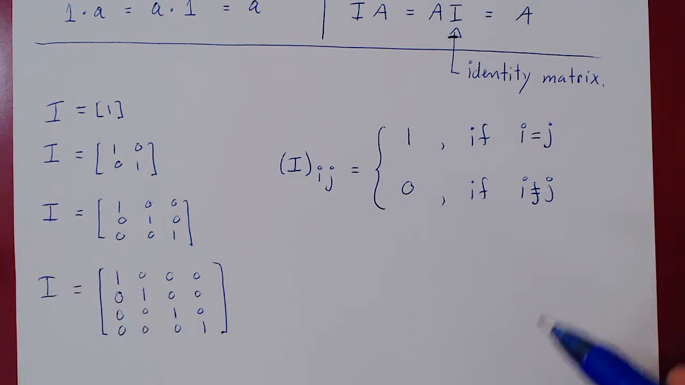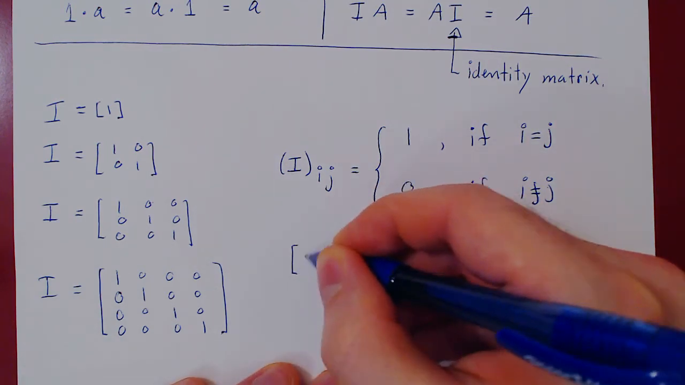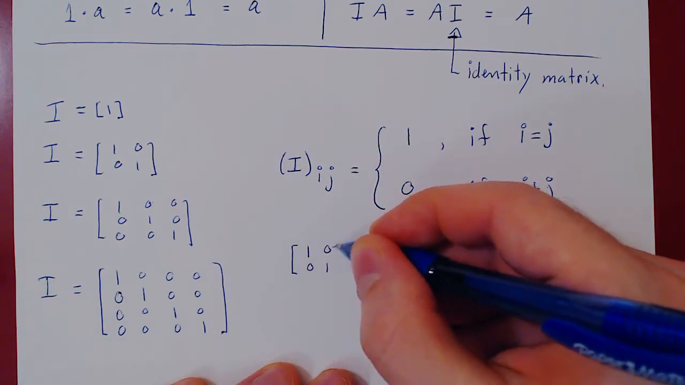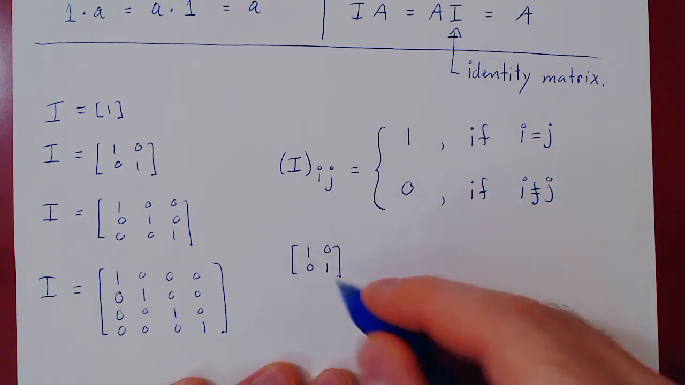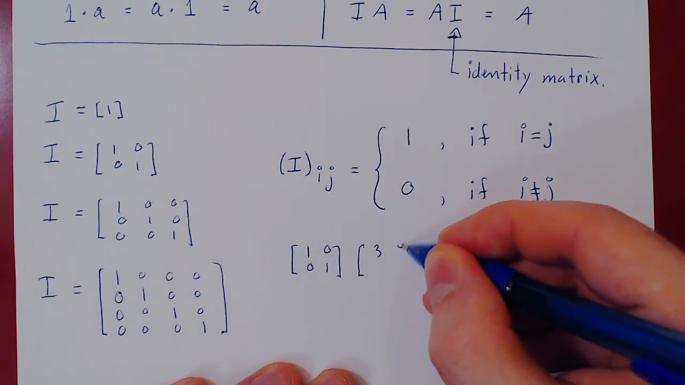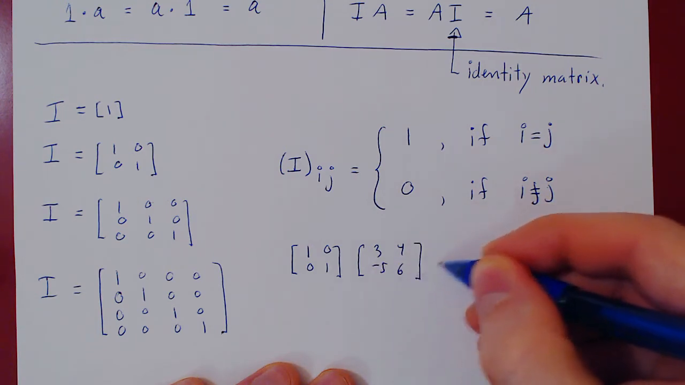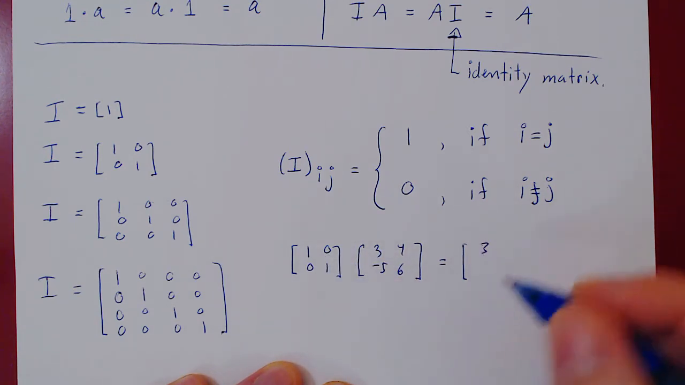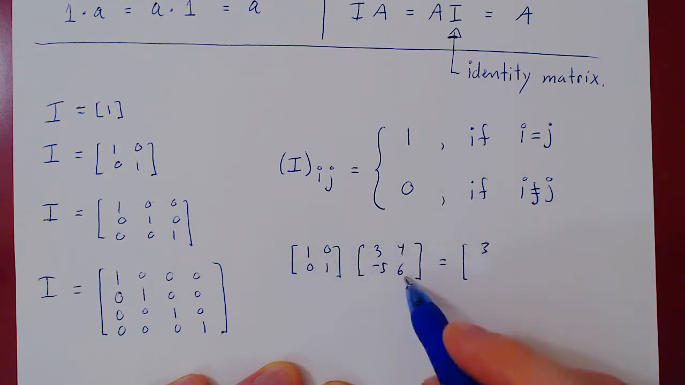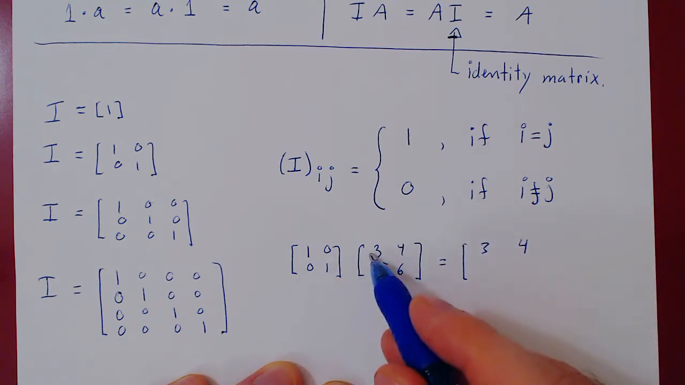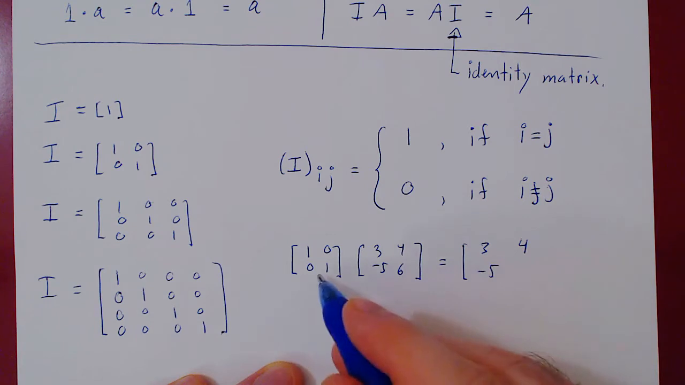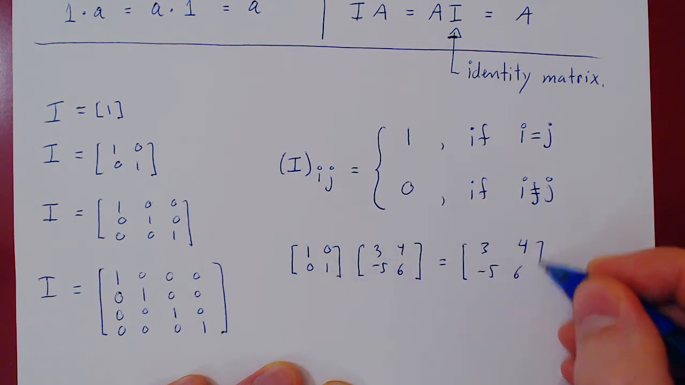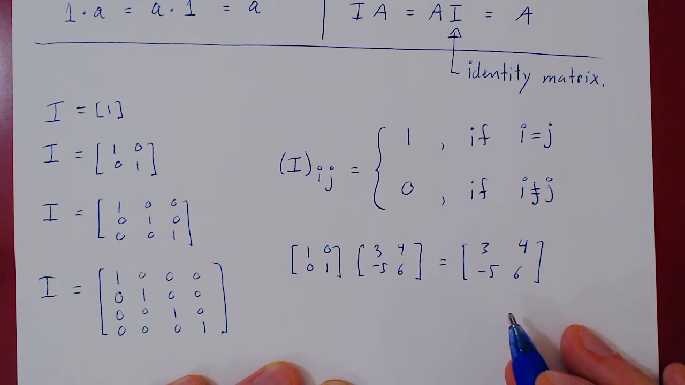1s along the main diagonal, 0s everywhere off the main diagonal. Let me show you a simple example of a 2 by 2 matrix, and then later on we'll prove that this works for any square matrix A. So take the 2 by 2 I matrix, so 1, 0, 0, 1 times the matrix 3, 4, negative 5, 6. Well, we'll have 1 times 3, 3, plus 0, so it's just 3. 1 times 4, 4, plus 0, 4. 0 minus 5, minus 5. 0 plus 6, plus 6. And you get back, of course, the exact same matrix.